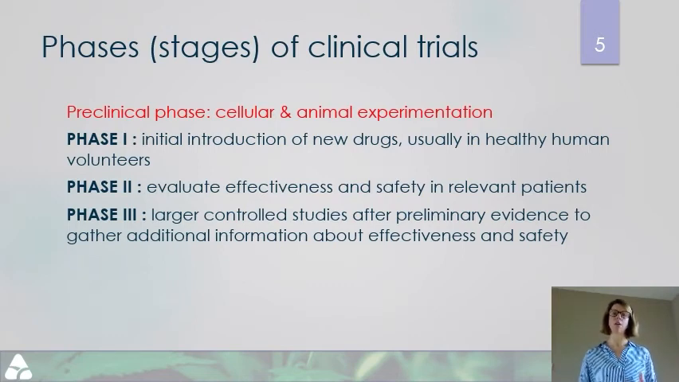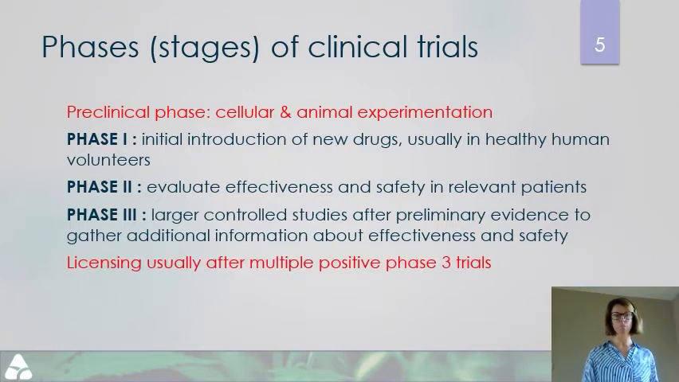So phase 3 are the really critical trials, because these are the ones, if you get a positive result in a phase 3 clinical trial, that's where you can then go to regulatory bodies and ask for your drug to be licensed for whatever it is that you've proven it works for. So sometimes you can get this after one large phase 3 trial, but it's more common that you need to do this a few times. You need to prove it a couple of times before a regulatory body would say, okay, we think your medicine really does work, and so we will license it to be prescribed.